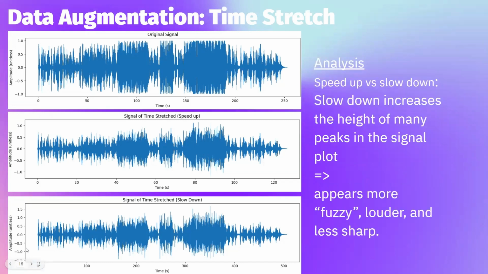Applying these augmentations, it's clear that slowing down increases the height of a lot of the peaks in the signal, and a lot of the peaks are in close proximity, which makes them look fuzzier, louder, and less sharp, and vice versa for speeding up.